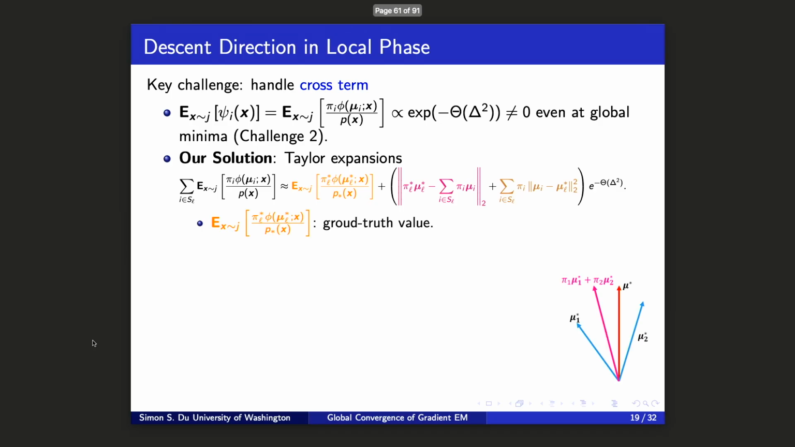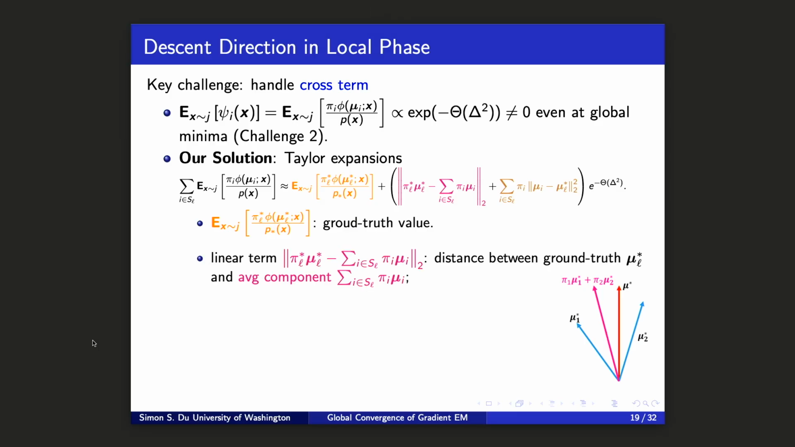The first term is what we call the linear term. You can see here it is only related to pi L star and mu L star, that is, pi and mu L from the ground truth, and we want to show that within this set, the sum of pi and mu i converges to this term. So we call that a linear term. That's the first order Hermite expansion. If you're in the exact parameterization, there's actually a one-to-one mapping between mu i and mu L star. But in our case, we have over-parameterization, so you have multiple i in the same S L.